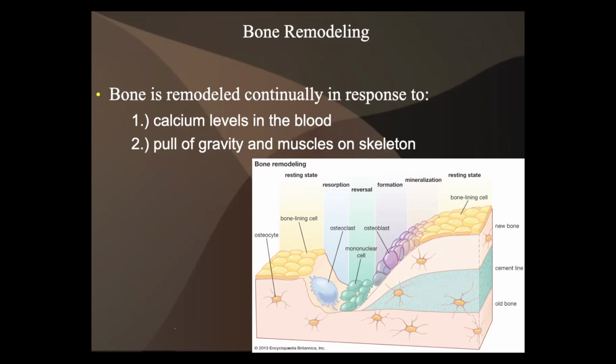And then also just the stress of bones, you know, the pull of gravity and muscles on the skeleton can increase bone mass. So weight-bearing activities on bones, like walking on your legs, for example, it feels that stress, that pressure, and the bones in your legs will become stronger in response to that stress. If you were to stop walking, then your bones are going to start to get narrower and narrower in your legs, because without that stress from gravity, they're going to break down that calcium very quickly.